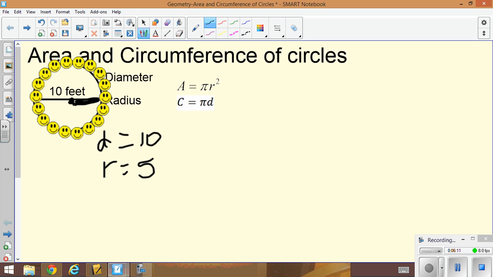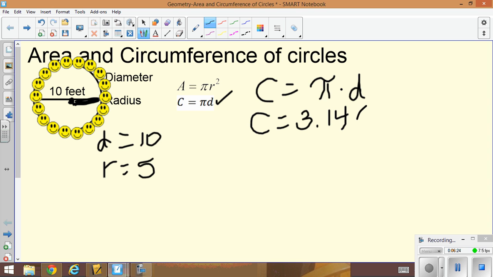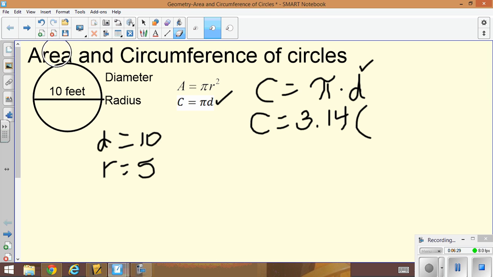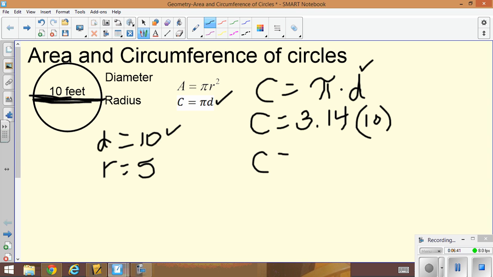So to find circumference, we take a look at this formula. C equals pi times d. So that means C equals 3.14 times the value of the diameter. If I take a look at this picture, my diameter is this entire line, which measures 10 feet. So I'm going to put a 10 in here. Using your calculator, 3.14 times 10, the circumference equals 31.4 feet.